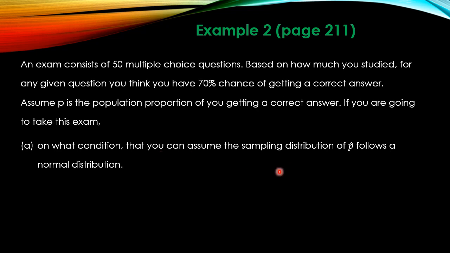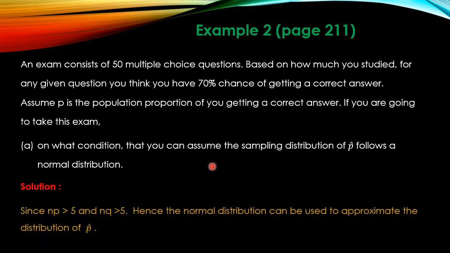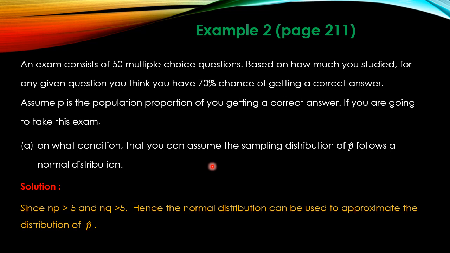Okay, so here we have the condition. If you refer to the first slide, we have the condition which is np more than 5 and nq more than 5. If the situation satisfies these two conditions, then the normal distribution can be used to approximate the distribution of sample proportion p hat.